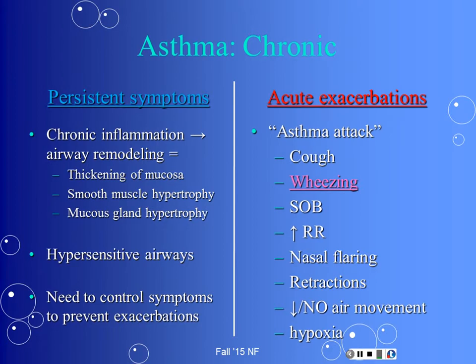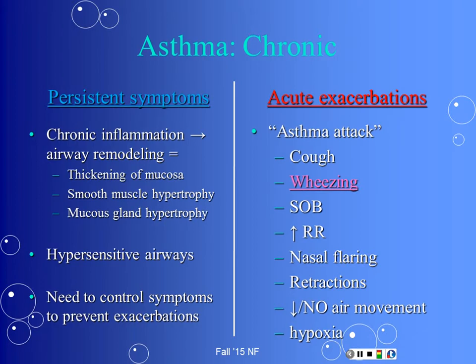Okay? So with this chronic inflammation over time, you do get airway remodeling. The mucosa of the airway gets thickened, so it's more prone to obstruction when it does swell. You start to get that smooth muscle hypertrophy. It's hyperactive, so when they're exposed to triggers, they react worse. And then you start to get this constant chronic overproduction of mucus. Okay? So your airway is already hypersensitive, and so we always want to try to control our symptoms to prevent exacerbation. If you know what the triggers are, they want to avoid them.